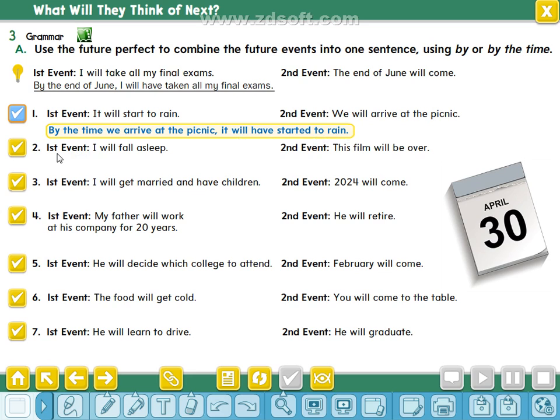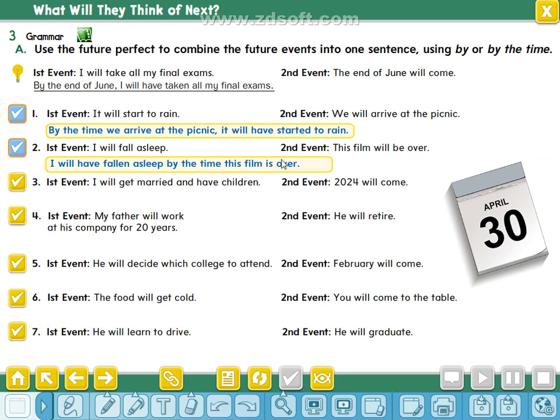Second one, first event, I will fall asleep. Second event, this film will be over. Yes, excellent my dear, I will have fallen asleep by the time the film is over. We use the present simple after by the time or by. So I will have fallen asleep by the time this film is over. As you see here, after by the time or by, we use the second event.